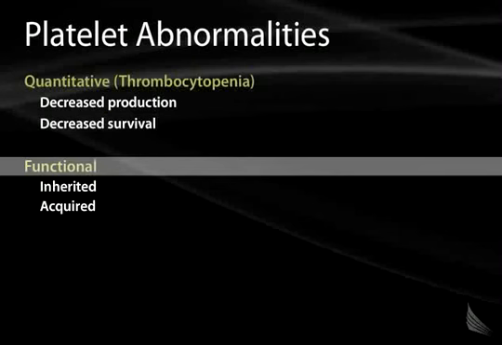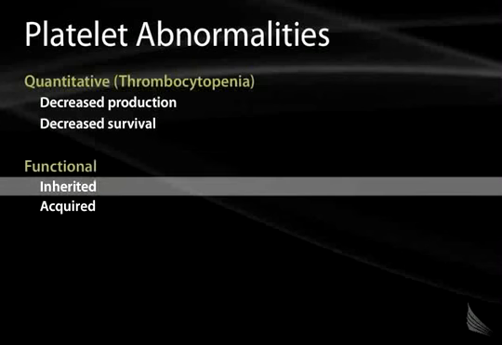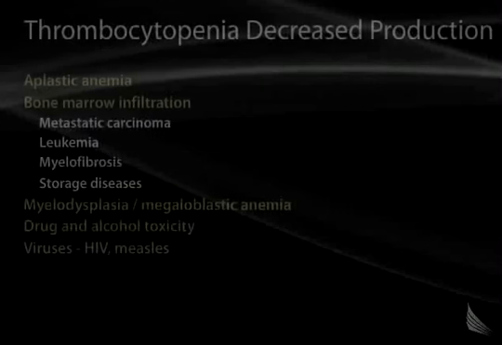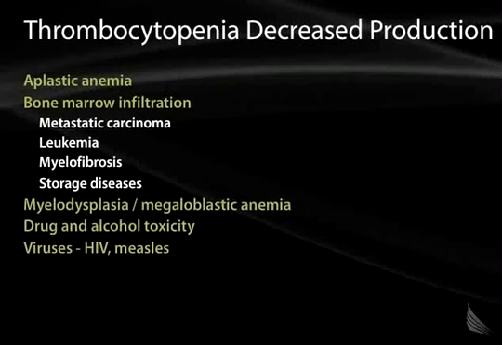There are functional disorders of the platelets in some of the membrane proteins that we discussed earlier, the glycoprotein 2b3a complex or the glycoprotein 1b complex. These can be inherited or acquired. So a discussion of the thrombocytopenia, a decrease in the quantity of circulating platelets.